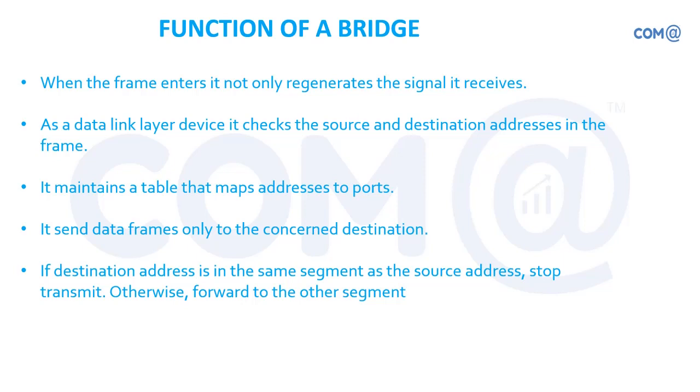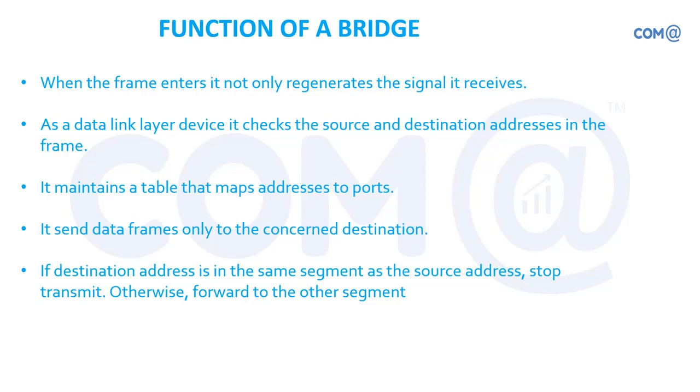Function of a bridge: when the frame enters, it not only regenerates the signal it receives. The bridge will be regenerating the signal. Whatever data it gets, it will regenerate, so that if there is any weaker part, it will get rectified. It is also checking the source and destination address of the frame, that is, from which system the data is generated and where it has to be delivered. So both source and destination information is available, and it maintains a table with the details. It will mark in the table itself, and it sends the data to the concerned system.